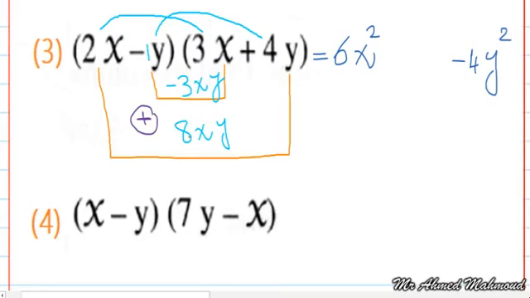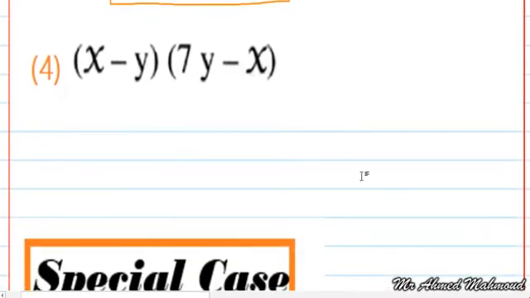Negative 3 plus 8 equals 5. Then the middle term here will be positive 5xy. The next one, x minus y multiplied by 7y minus x.